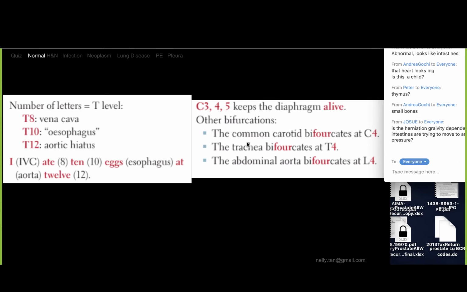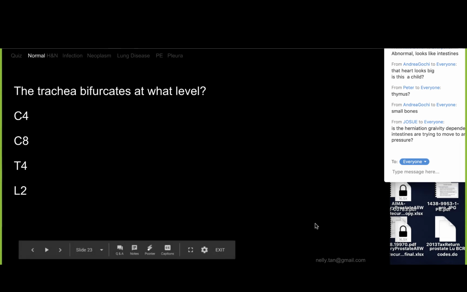Other bifurcations: the common carotid bifurcates at C4, the trachea bifurcates at T4, and the abdominal aorta bifurcates at L4. Okay. So the trachea bifurcates at T4.